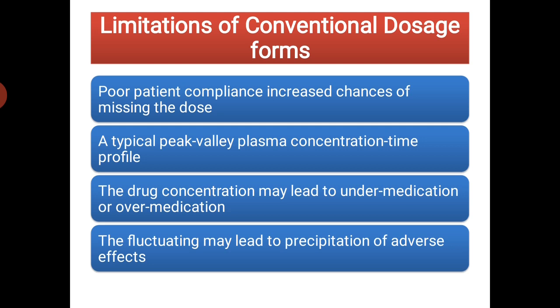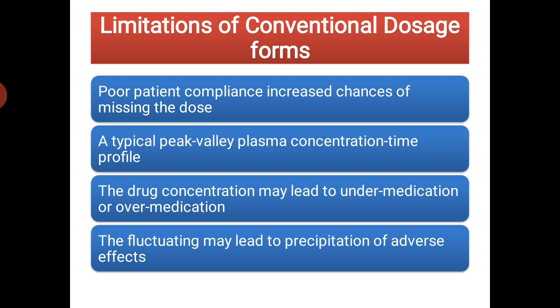Then the third one is that the drug concentration may lead to under medication or over medication. Sometimes the plasma drug concentration may come below the minimum effective concentration. Sometimes it may go above the maximum safe concentration. So even though it maintains a therapeutic level, there is a possibility of the concentration reducing below the minimum effective concentration, and there are chances for it increasing above the safe concentration.